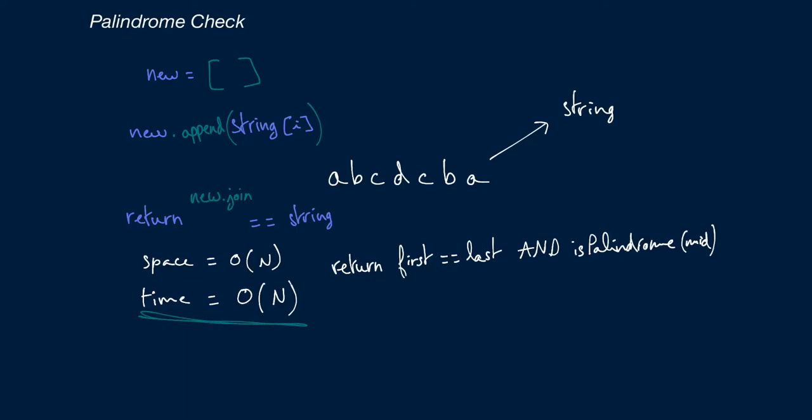What about space complexity? You might be saying, hey, we're not building a new string, we're not doing any of that, we're just returning the values of comparisons in isPalindrome. So we're not storing anything. So the space complexity is just going to be O of 1.